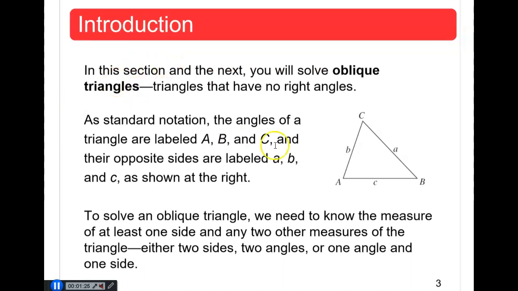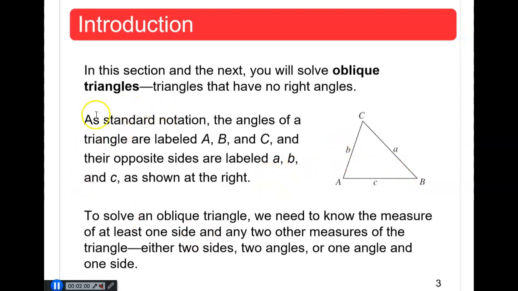Introduction. In this section and the next, we're going to be working with oblique triangles, and it's quite easy. So this section and the next one are way easier than chapters 4 and 5. And just to remind you, in chapters 4 and 5, we were only working with right triangles with an angle of exactly 90 degrees. So here we are going to have either acute triangles like this one, where all the angles are acute, less than 90, or we could also have an obtuse triangle.